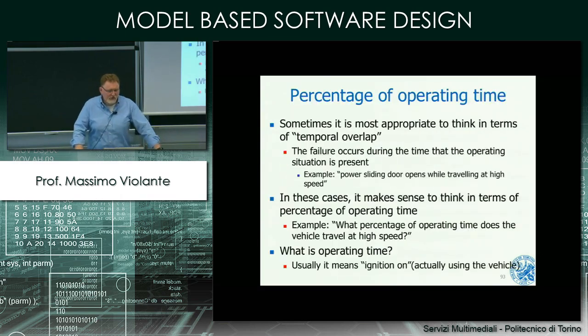The percentage of operating time is a ratio between the time for which you are in the operational situation divided by the total amount of time for which you are using your vehicle. Example, let's imagine that the operational situation is power sliding doors open while traveling at high speed.